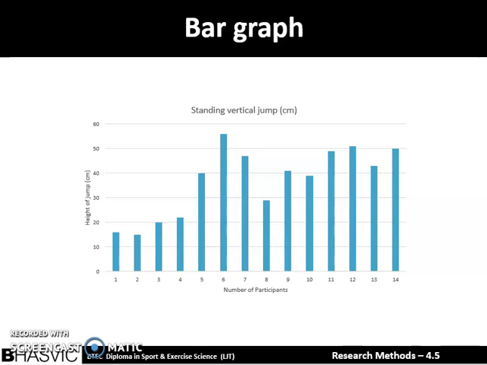The next graph is a bar graph. Bar graphs are used to compare data between two groups. My graph shows the different heights 14 participants jumped in centimetres. Bar graphs also make it easy to understand the graph at a first glance. As you can see in my graph, participant 6 jumps the highest and participant 2 jumps the lowest.